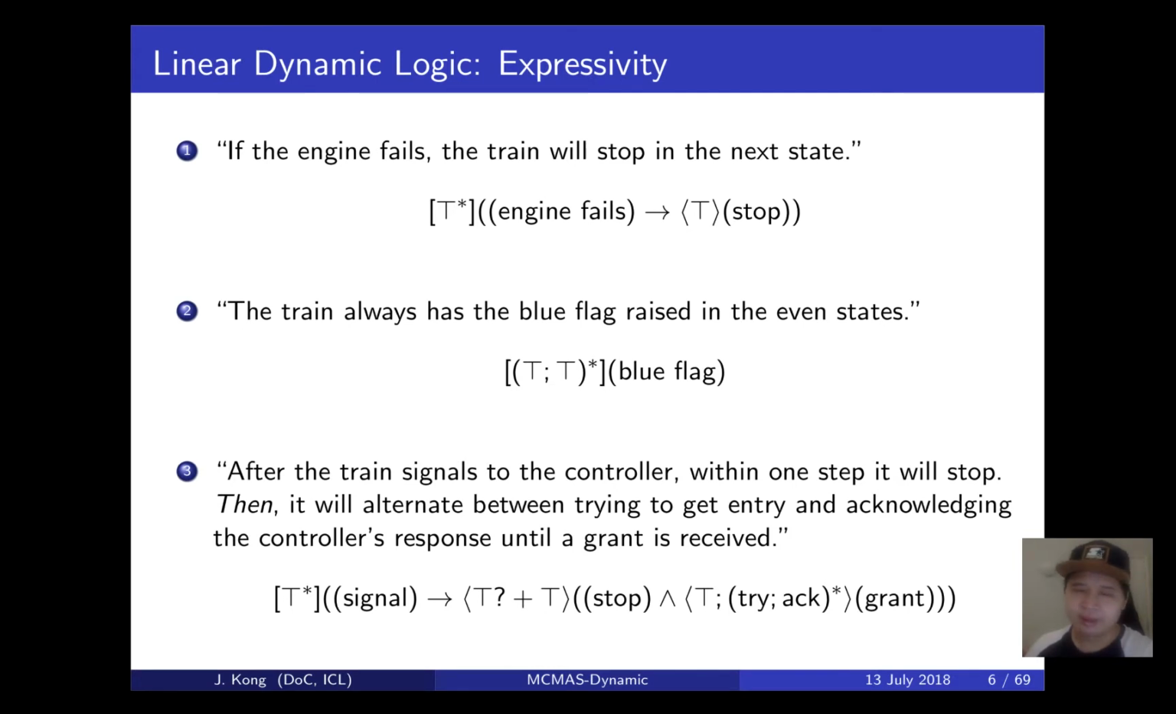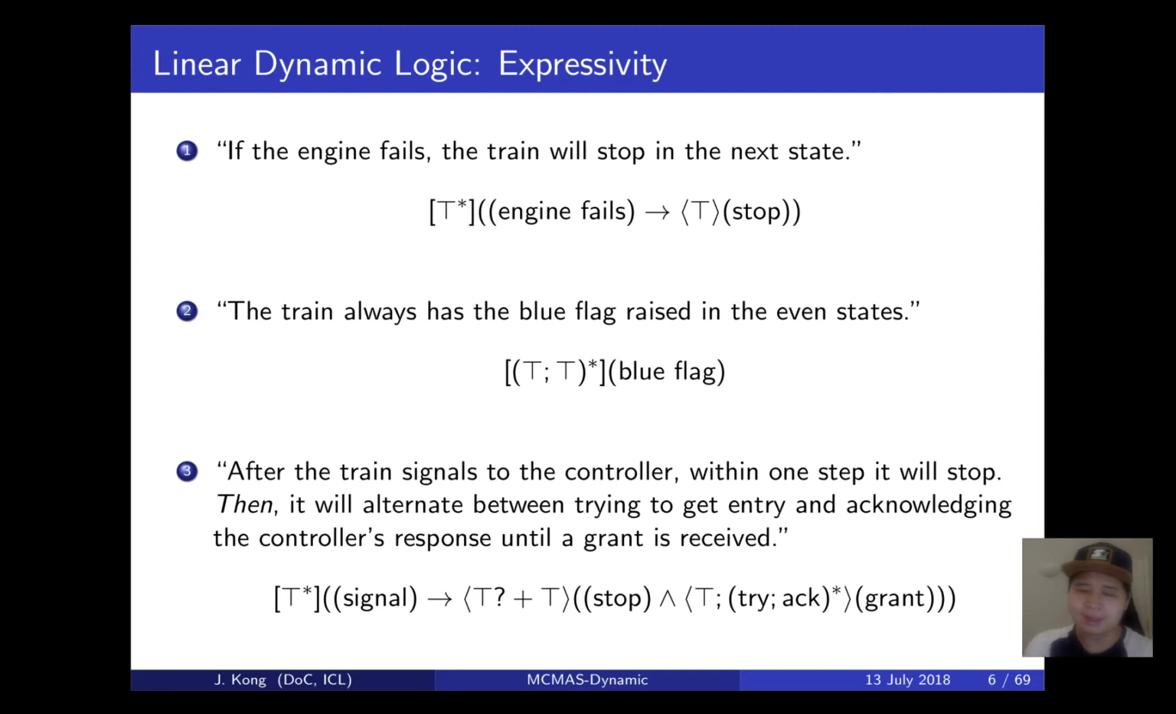Finally, after the train signals to the controller, within one step it will stop. Again, this is a global safety kind of property, so we want it to be true after any possible evolution, hence box top star. When we have a signal, then within one step, so either in 0 states, top question mark, remembering that a question mark does not advance our consideration of the path, or in one state, just the top, it will stop, and then it will alternate between trying to get entry and acknowledging the controller's response. Again, this fits very naturally with the path expression try and then ACK repeated 0 or more times. And it will do this alternation until a grant is received.